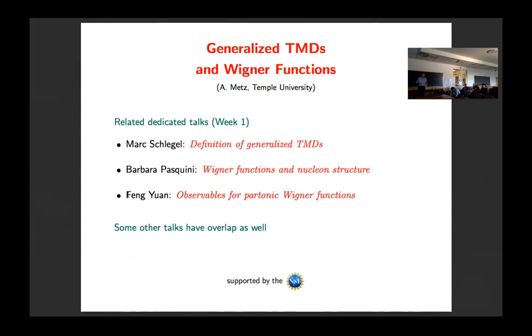So we did actually have 3 dedicated talks during the GPD week 1, on subtopics related to this overarching topic. Mark Schlegel gave a talk on the definition of generalized TMDs, which is a non-trivial issue actually. Barbara Pasquini had the title Wigner functions and nucleon structure, and Feng gave a talk on observables for partonic Wigner functions. I can only encourage everyone just to take a look at these talks.